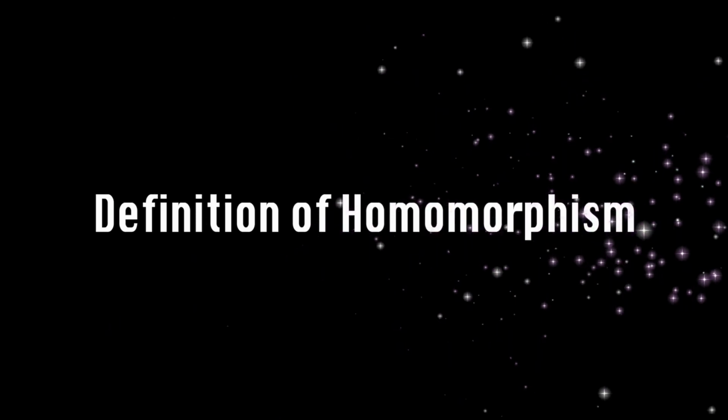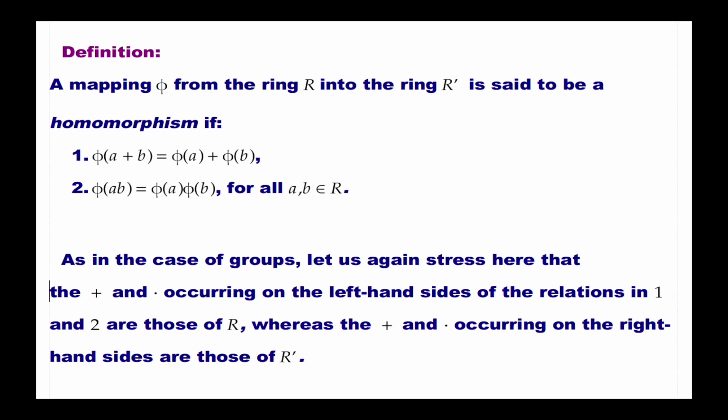First, let us see the definition of a homomorphism. A mapping φ from the ring R into the ring R' is said to be a homomorphism if the first condition is φ(a + b) = φ(a) + φ(b), and the second condition is φ(ab) = φ(a)φ(b) for all a and b in R. As in the case of groups, let us again stress here that the plus and dot occurring on the left hand sides of the relations in 1 and 2 are those of R, whereas the plus and dot occurring on the right hand sides are those of R'.